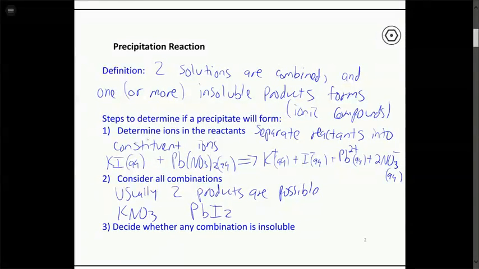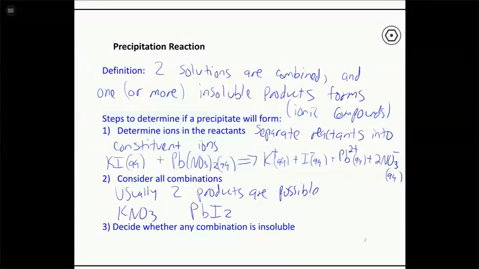So basically we're forming two new ionic compounds where we're taking the cation from one, combining it with the anion from the other. We're taking the anion from the first compound and combining it with the cation from the second compound. So we're just swapping cations and anions with each other. And then the question becomes, okay, we formed these two new ionic compounds, KNO3 and PbI2, and are either of those, or are both of those, going to be insoluble?